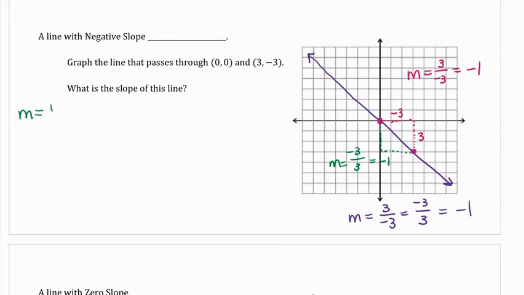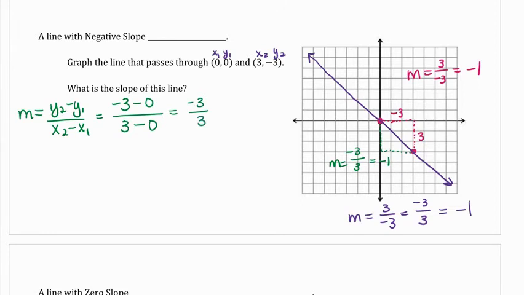So m equals y2 minus y1 over x2 minus x1. And if you want to label your points, here's our x1, y1, and our x2, y2. All right, and then we plug in the numbers. So y2, that's -3, minus y1 is 0, and then x2 is 3, minus our x1, which is 0. That would give us -3 minus 0 is -3, and 3 minus 0 is 3. And then if we simplify that, we get our -1. So our slope is -1.